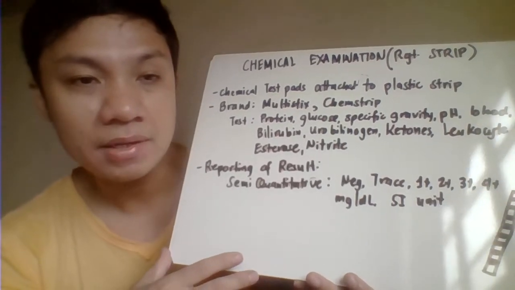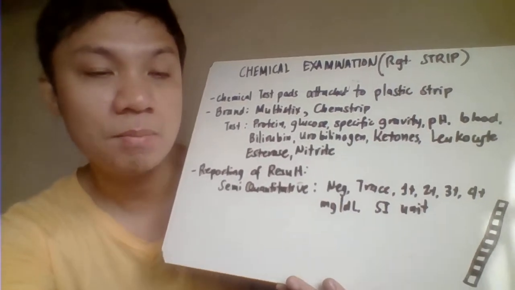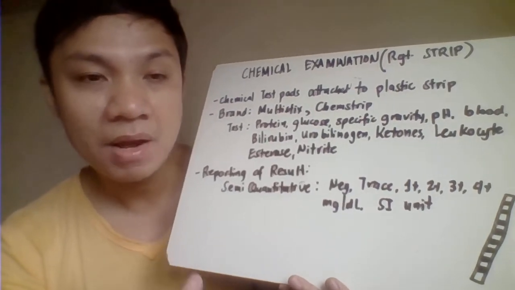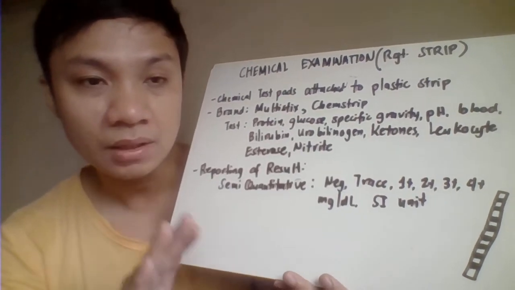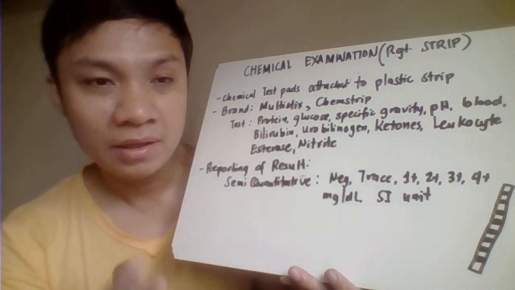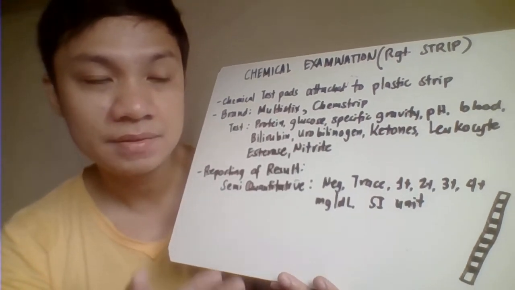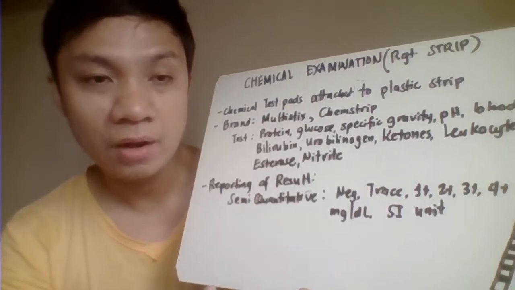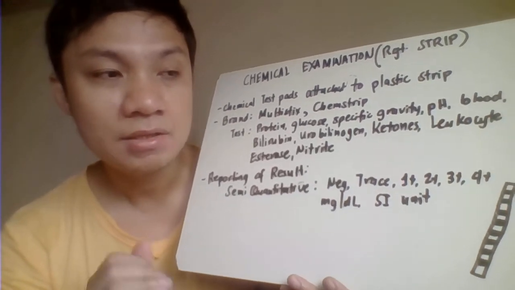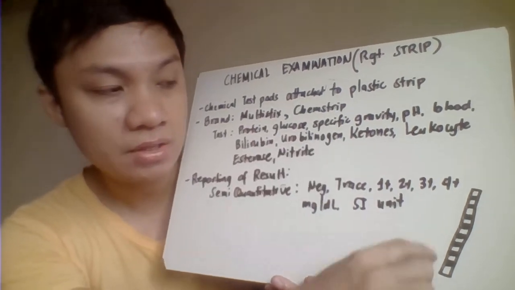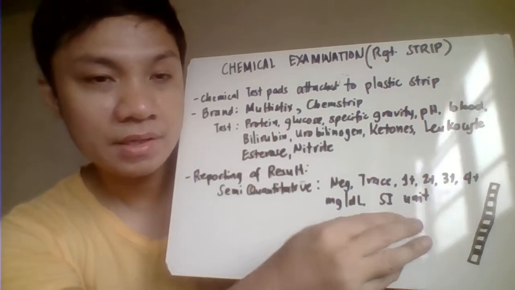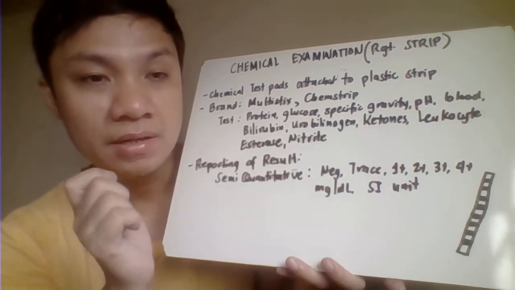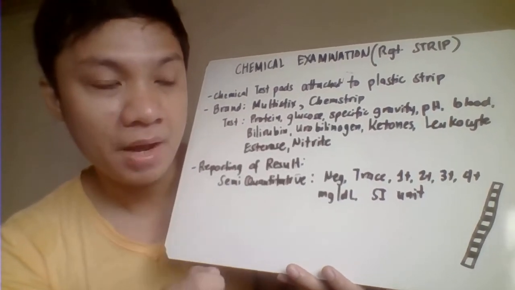So all you need to do here is just moisten the test pad with a urine sample. Upon contact, the test pad contains chemical reagents, enzymes, and many other substrates and chemicals that would eventually react with our urine sample and produce a color change in your test pads. So whatever the result, you just need to compare it with your manufacturer's chart for your comparison.